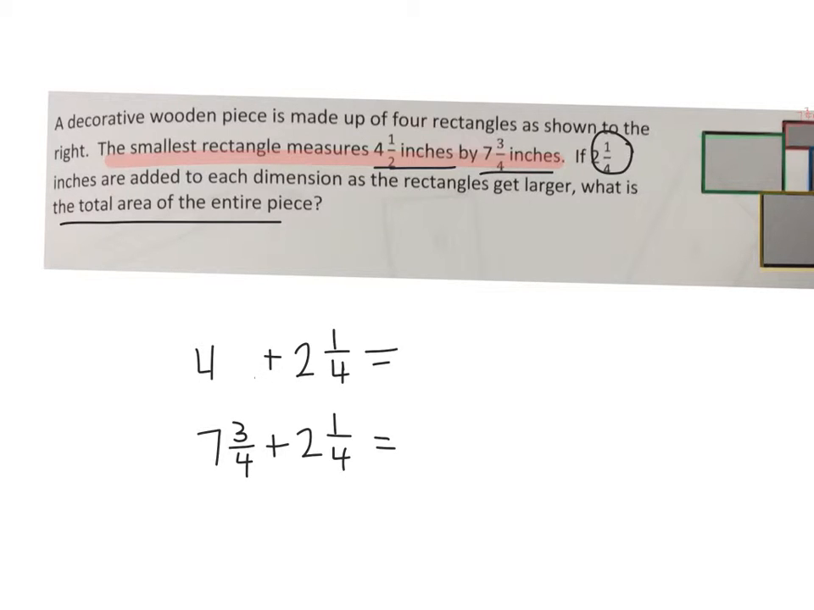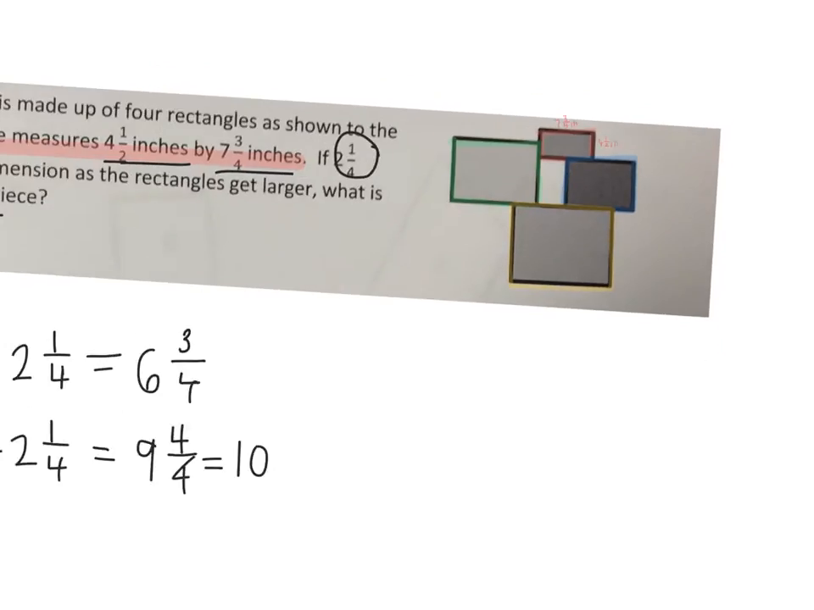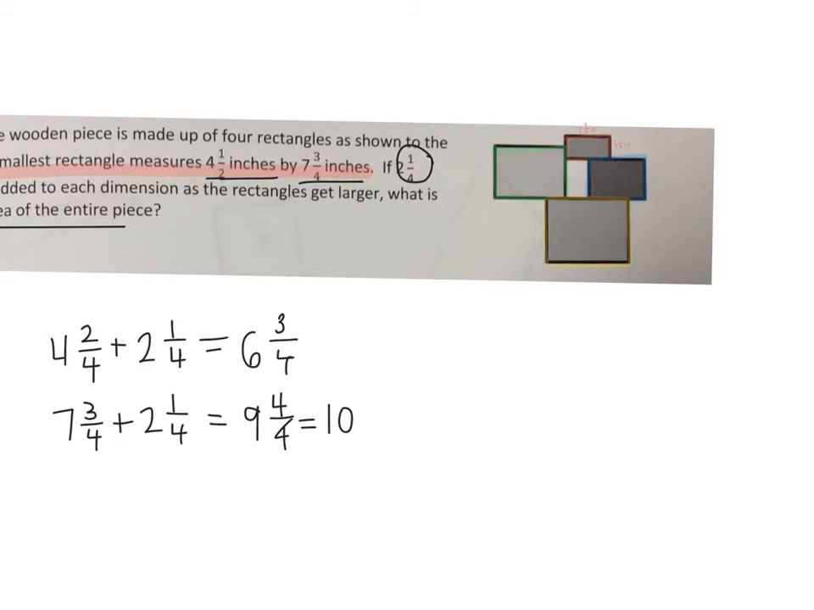Well, instead of 4 1/2, could we write 4 2/4? So what's 4 2/4 plus 2 1/4? 6 3/4. What's 7 3/4 plus 2 1/4? 9 4/4, or 10. So that means my next biggest rectangle, which in my picture over here is my blue one, the dimensions would be 6 3/4 inches by 10 inches.